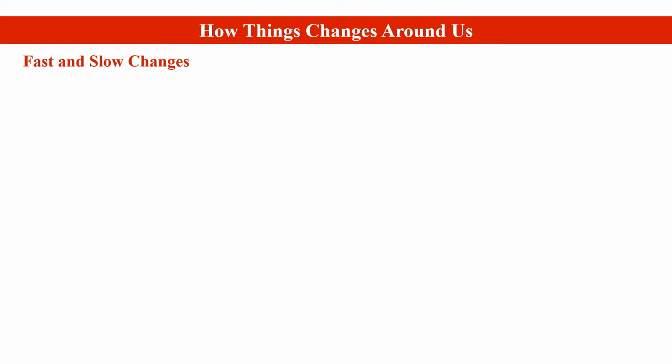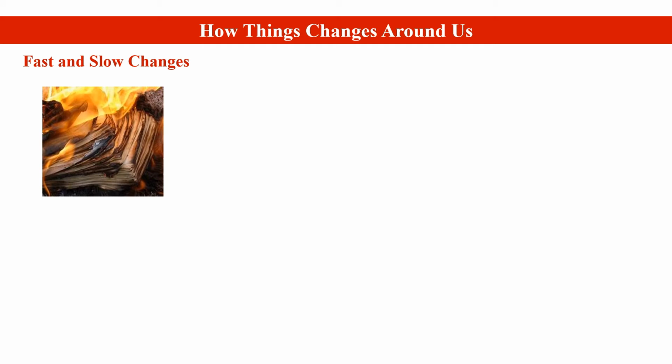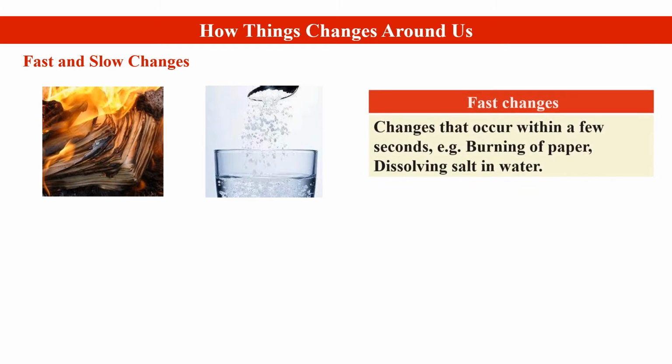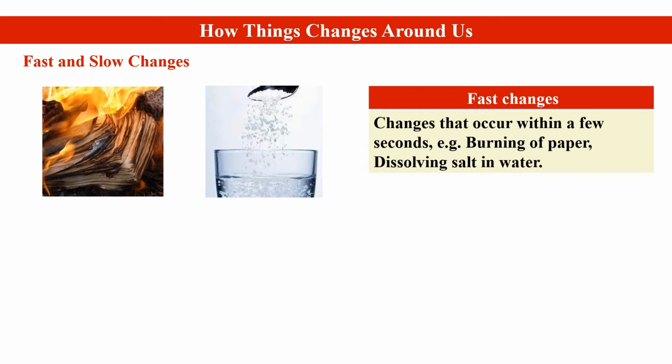Next, fast and slow changes. If you burn paper, it catches fire quickly. Upon dissolving sugar in water, it happens in a very fast manner. So changes that occur within a few minutes or few seconds are called fast changes. Examples: burning of paper, dissolving salt in water.